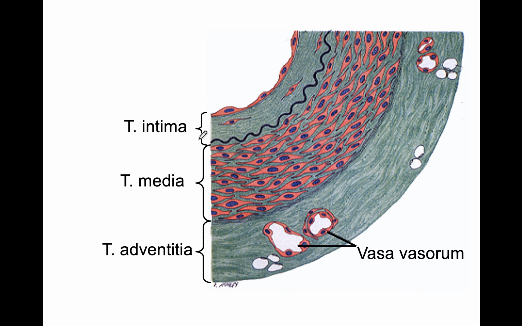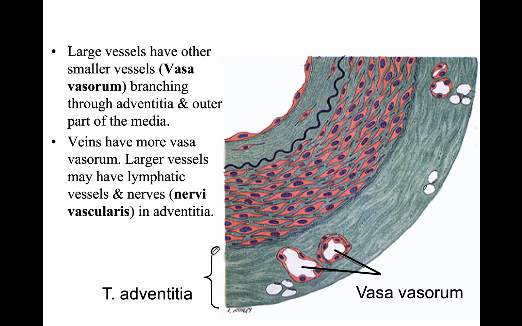Again, we have tunica intima, media, and adventitia. In the intima, we have the endothelial cells with the subendothelial connective tissue, and here we have the internal elastic lamina, or sometimes we have the external elastic lamina, which separates the tunica media from the tunica adventitia.